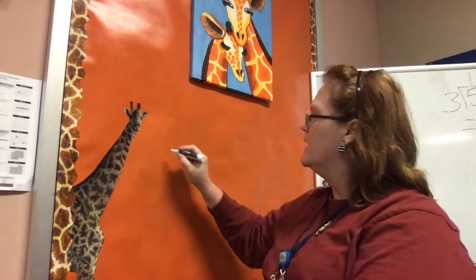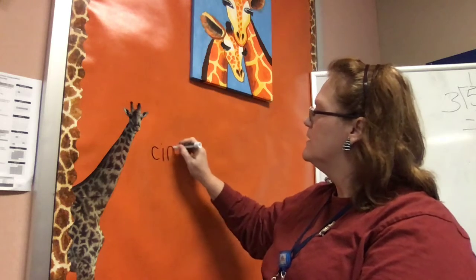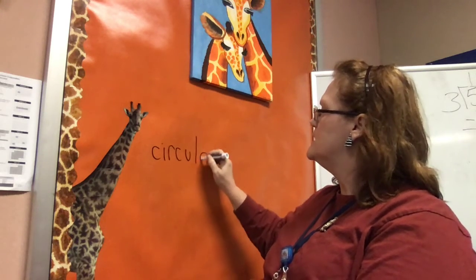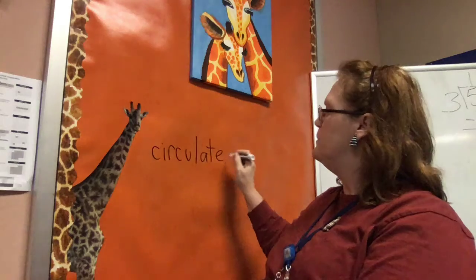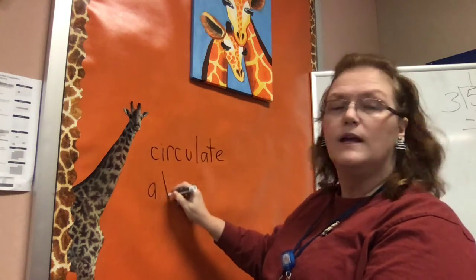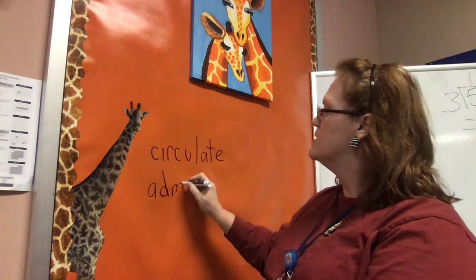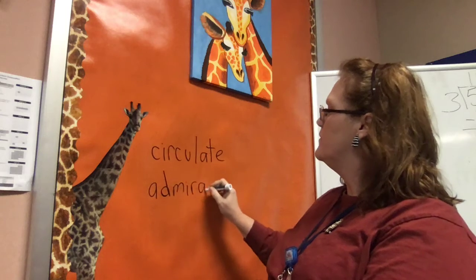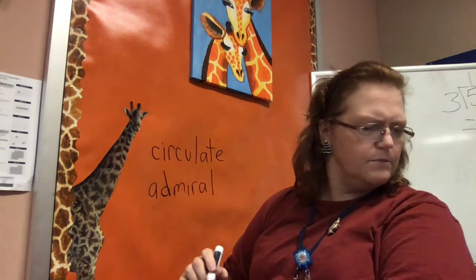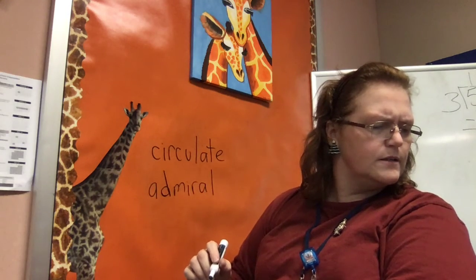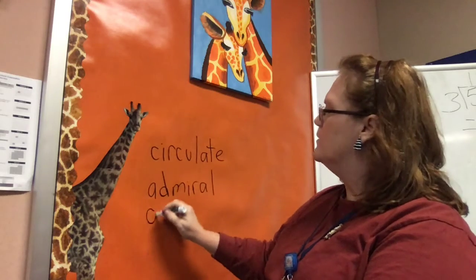Let's try circulate. Circulate. These are nice big words because they want you to have lots of syllables. Admiral. It's like somebody in the armed forces. Here's one you probably know. Organize.